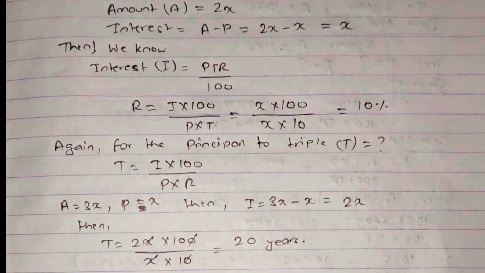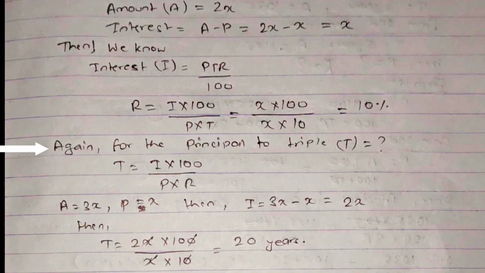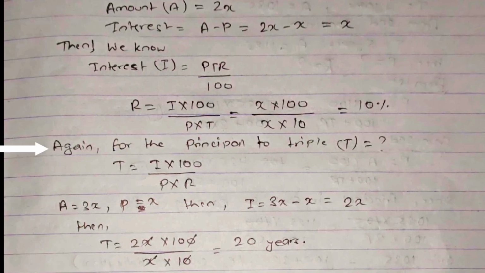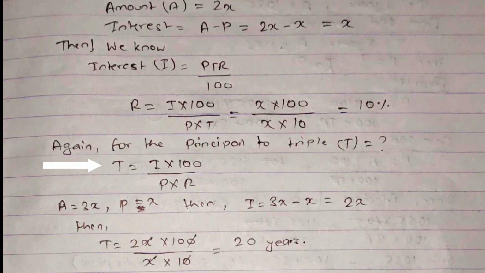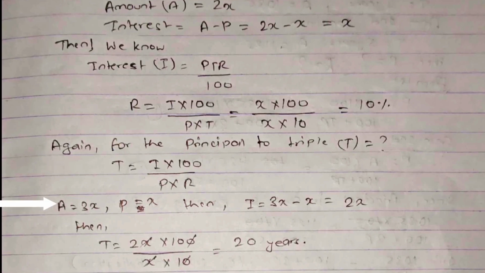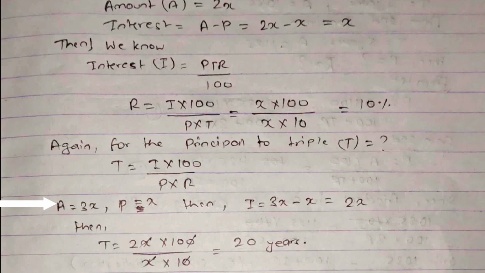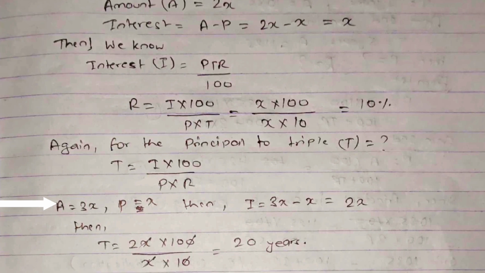Now we have to calculate the time period for the principal to triple. So we can make the formula for time period: time is equal to interest into 100 divided by P into R. From the second expression of question number 4, amount is equal to 3x. Principal is the same as x. So the interest amount will be amount minus principal, which is 3x minus x is equal to 2x. From there we can find the value of the time period as 2x times 100 divided by x into 10. From there time is 20 years. So the principal will triple in 20 years.